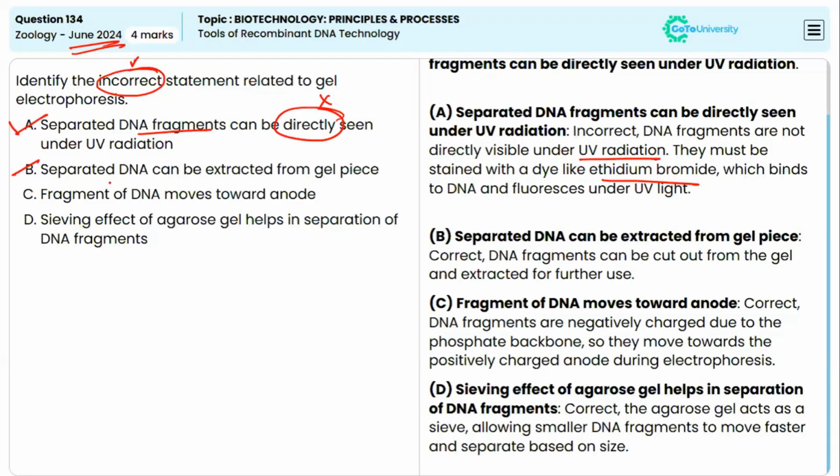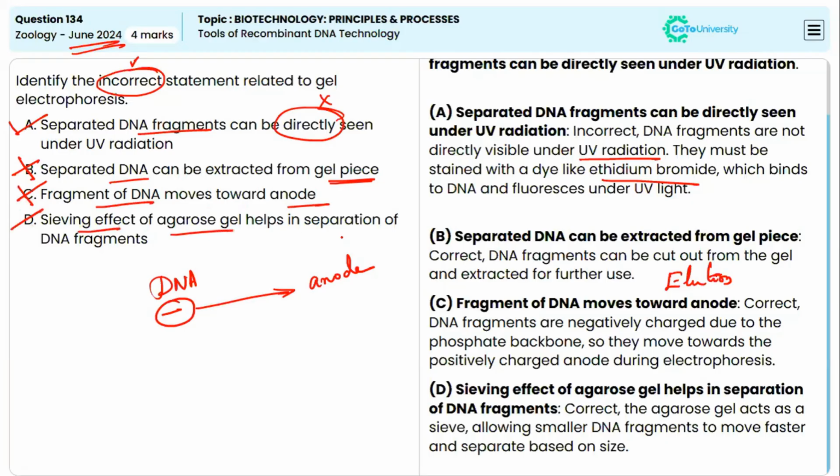Option B, separated DNA can be extracted from the gel piece. This is true, isn't it? By the process called elution. So option B is an incorrect answer. Option C, the fragments of DNA move towards anode. This is true. We know that DNA is negatively charged and negatively charged molecules will be moving towards the oppositely charged, that is anode. So option C is a true statement, but it is an incorrect answer. Option D, sieving effect of agarose gel helps in separation of DNA fragments. This is also a true statement. That means option D is an incorrect answer.